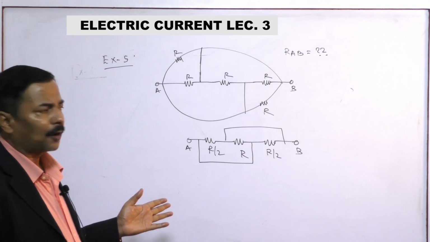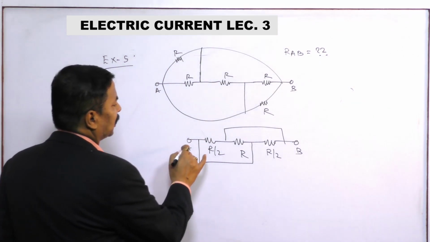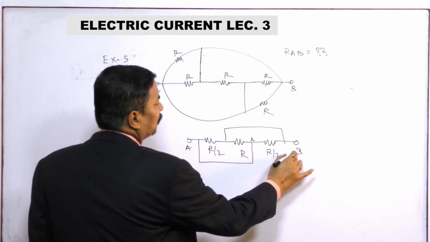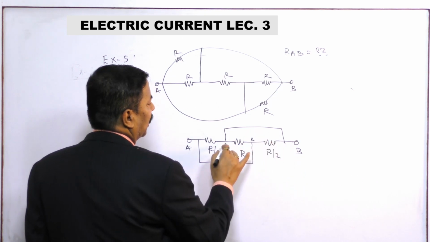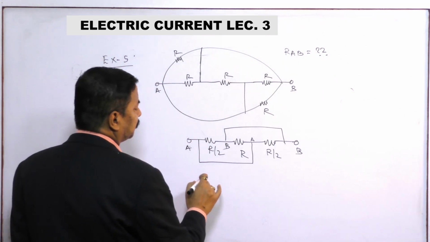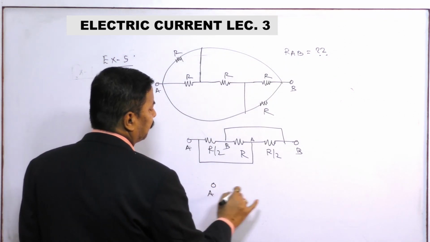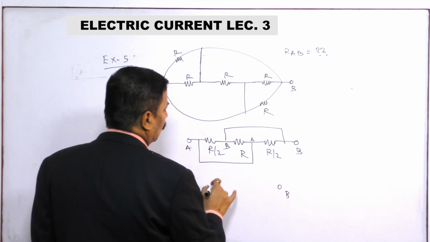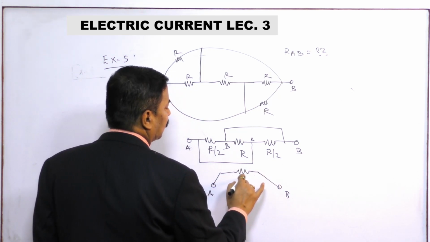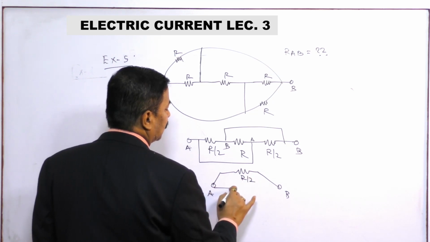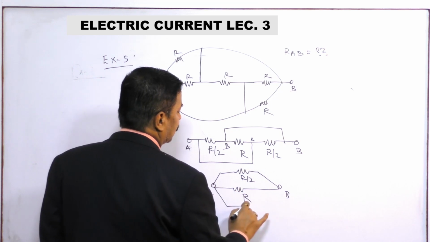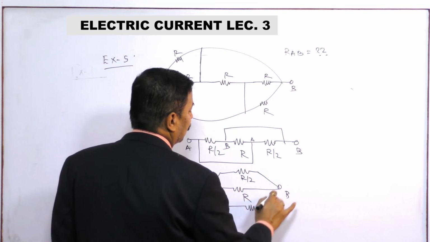Now this is the popular format. You understand, this is point A, so here is the potential A, so this is also point A. This is point B, so this is also B, and here is also point B. So what we are getting is that here is the A, here is the B, one resistor is in this way between A and B. This is R by 2. One resistor is here, this is R, and one resistor is here, this is R by 2.